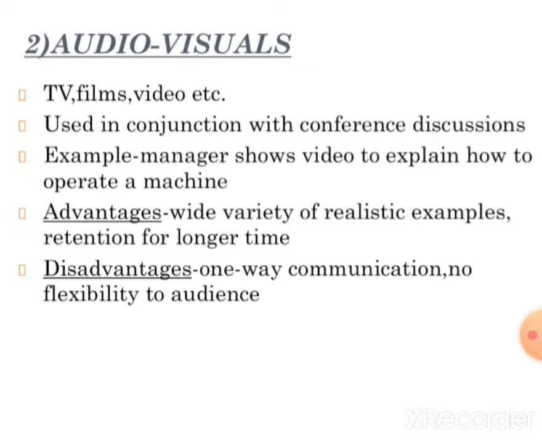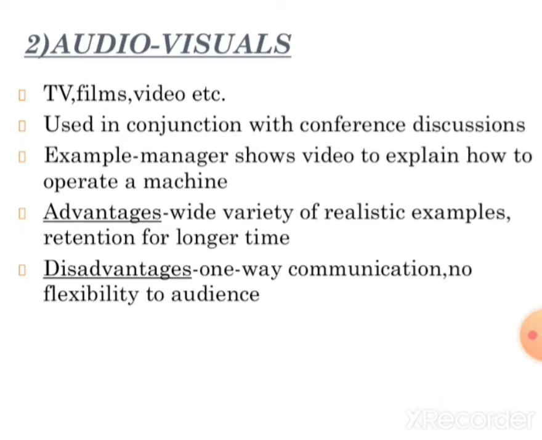The next method is audio visuals. Television, films or video etc. can be the media through which audio visuals can be shown to train the trainees or employees about a certain procedure of any kind of stage of production or anything, used in conjunction with conference discussion. That means the previous method of classroom lecture and conferences can be combined with them. Example, manager shows video to explain how to operate a machine.